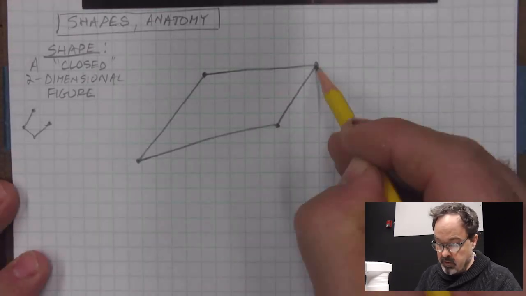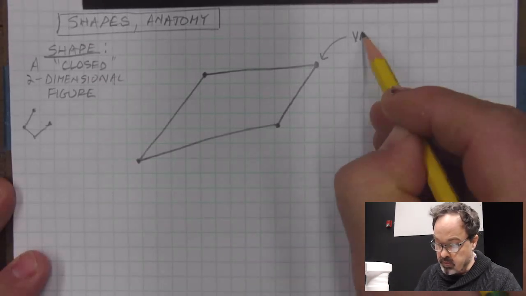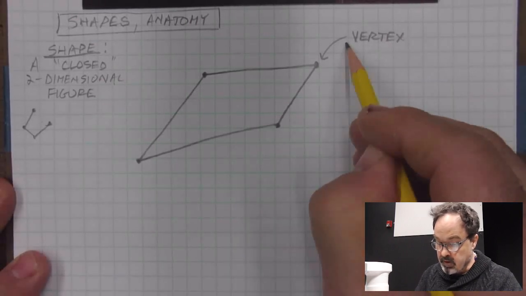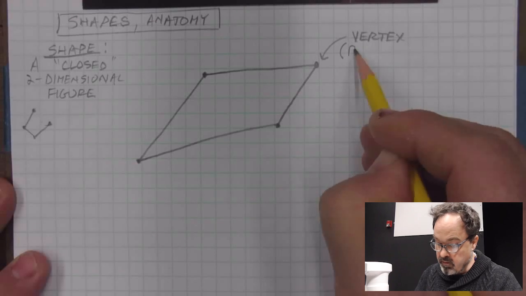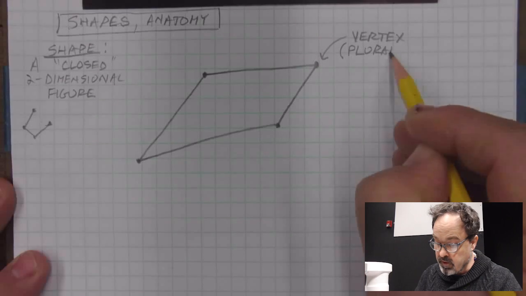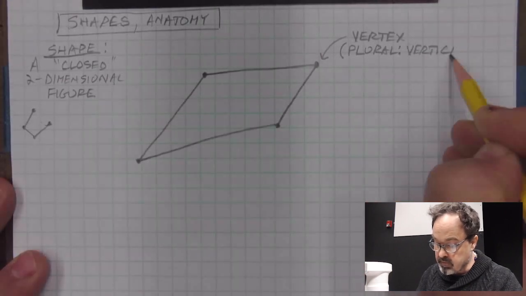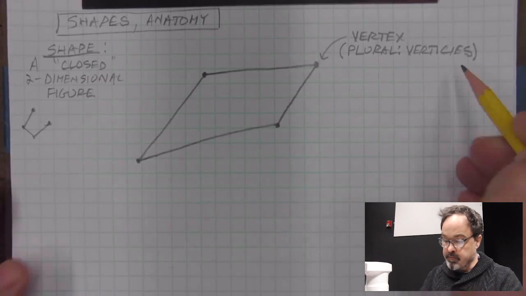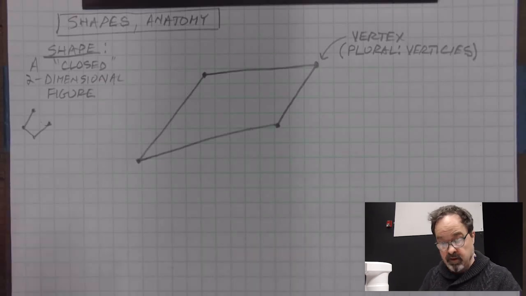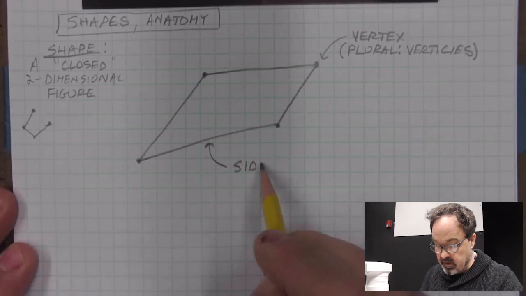Okay, anatomy. These points have a special name. We call this a vertex. More than one vertex is called vertices, or we say plural of vertex is vertices. Those are the points that the sides connect. So we want to point to one of these lines and call it a side.